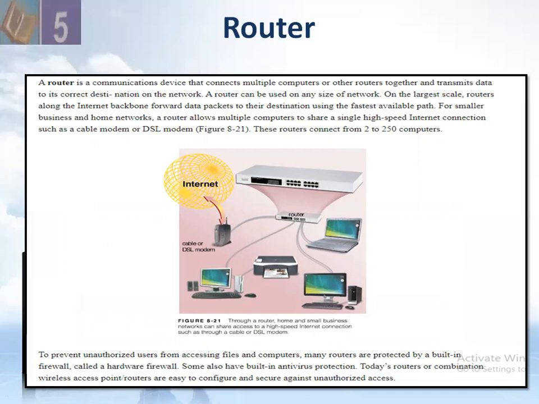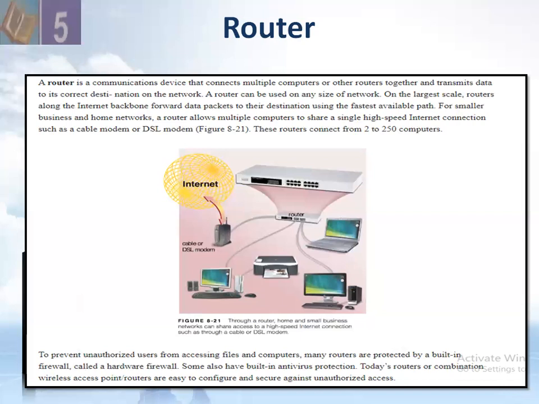To prevent unauthorized users from accessing files and computers, many routers are protected by a built-in firewall called a hardware firewall. Some also have built-in antivirus protection. Today's routers or combination wireless access point routers are easy to configure and secure against unauthorized access.